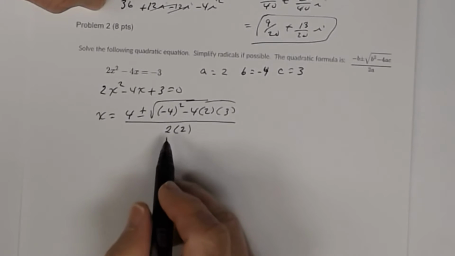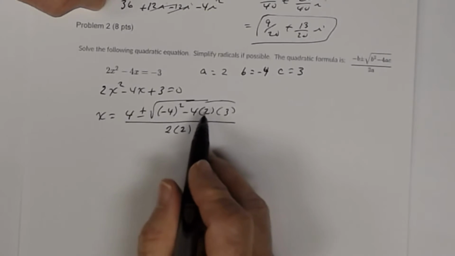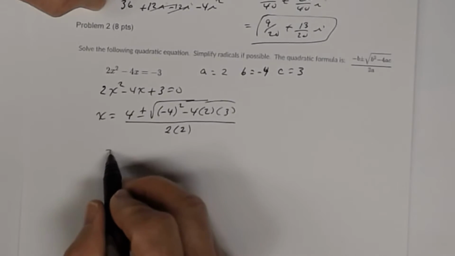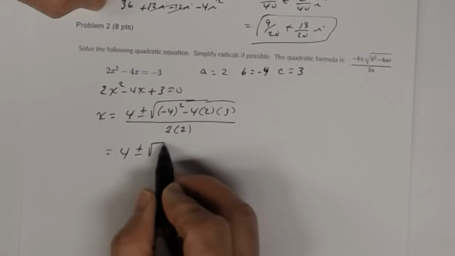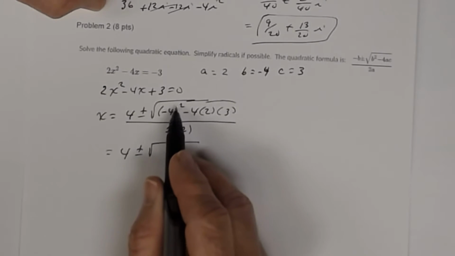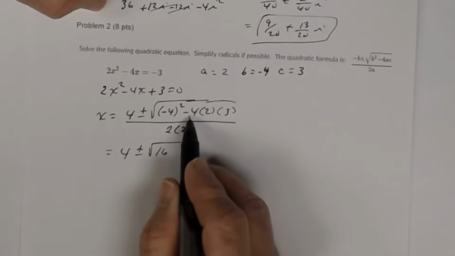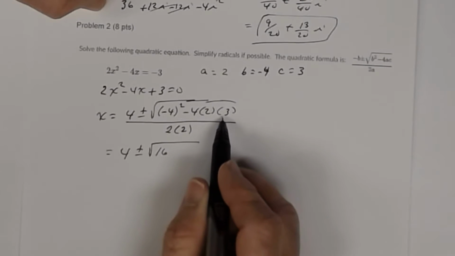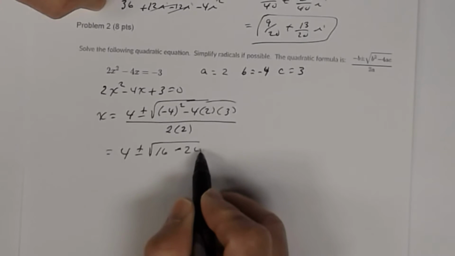All right, now simplifying the discriminant, which is this radicand, I have 4 plus or minus the square root of. Negative 4 times itself is 16. Negative 4 times 2 times 3 is 24, so I get minus 24.